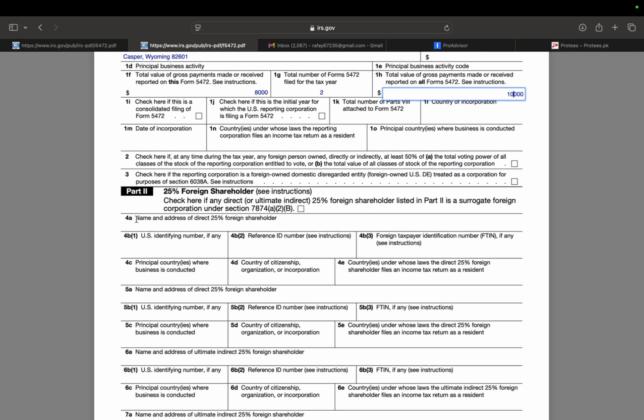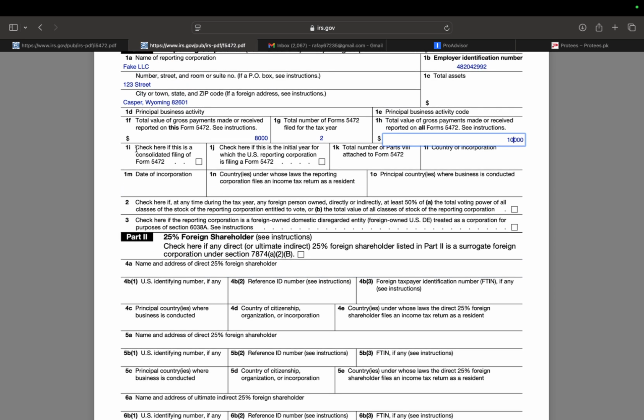Okay, and under there you have to add your information, and check if there is a consolidated filing. You can ignore this one. If this is the first year of filing your tax return, you can click on this. For country of incorporation, if your company is registered in the US, then you can add the US right here. You can also add the date of incorporation, the date your company was registered. Then, the country under whose laws the reporting corporation files an income tax return as a resident. So what exactly needs to be there? It means the country in which the reporting entity resides and where it is filing its income tax return.